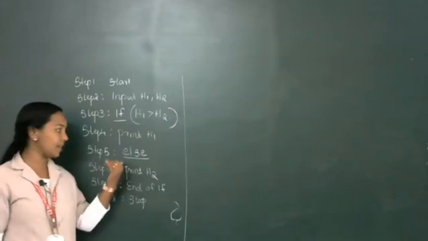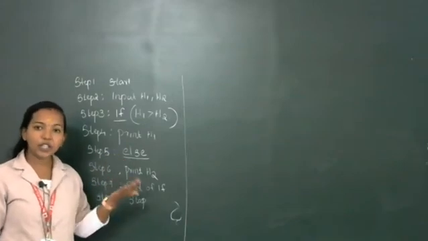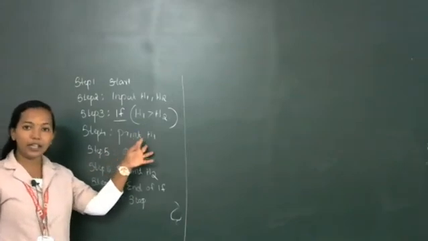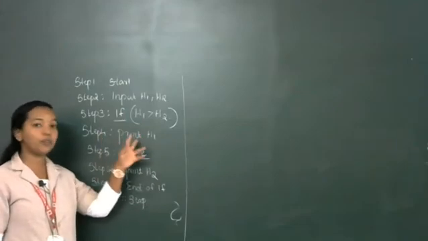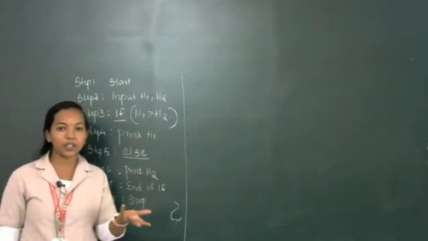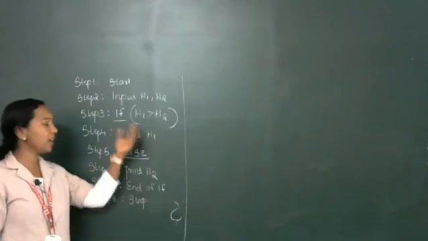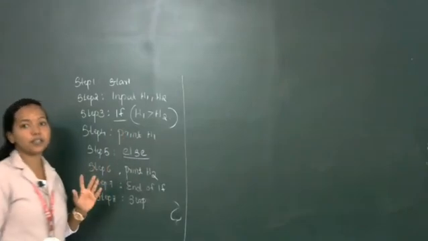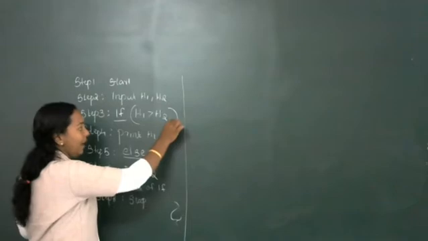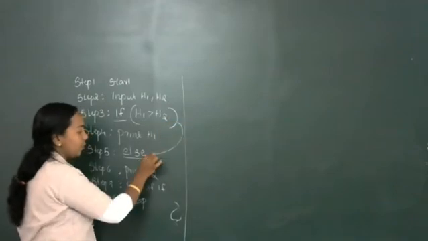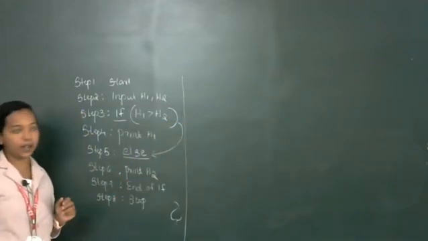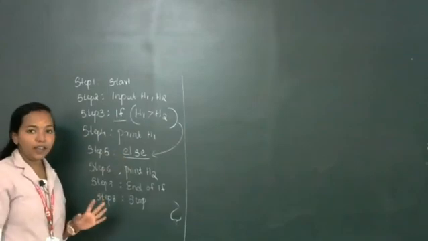Then you don't want to execute the else statement. If the condition is true, the algorithm will terminate at the fourth step because you don't want to check the false condition. If the condition is false, h1 is smaller, from the third step it will go to the fifth step. The fourth step will not execute.